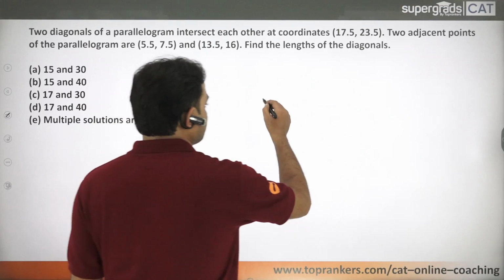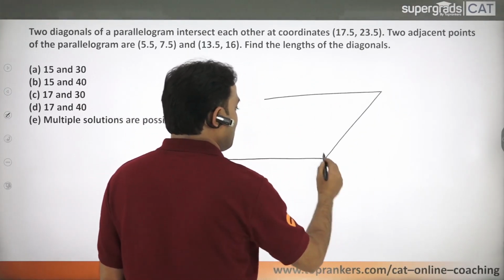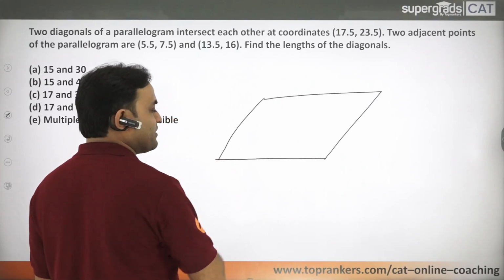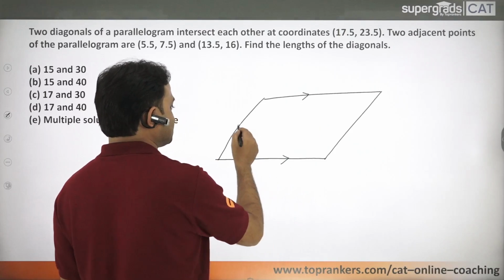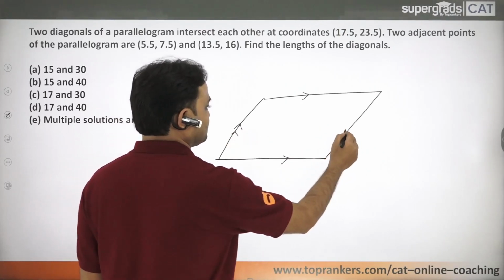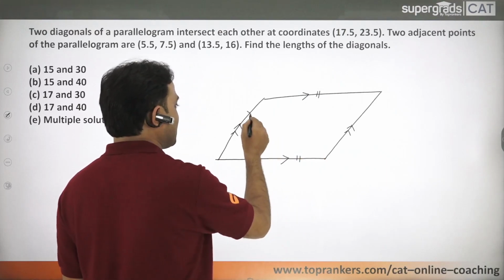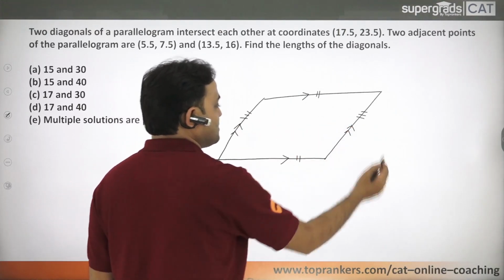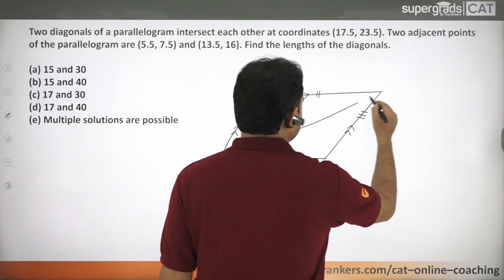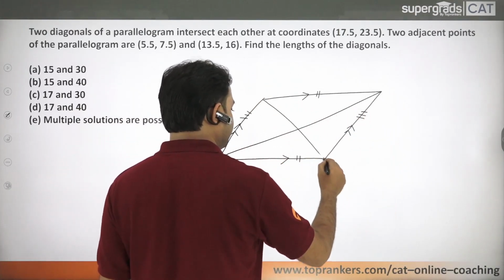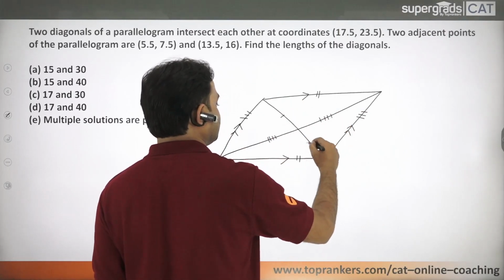So first I'm going to draw a parallelogram. What are the properties that we are aware of for a parallelogram? One of them is opposite sides are parallel and equal. Another property is that diagonals bisect each other, like this.